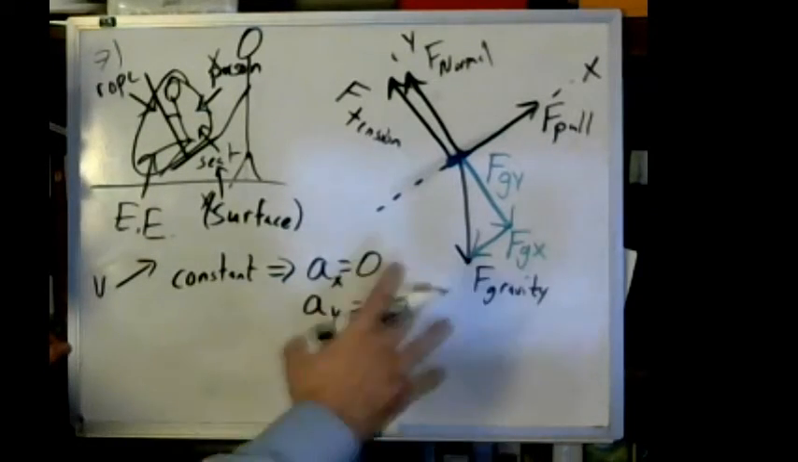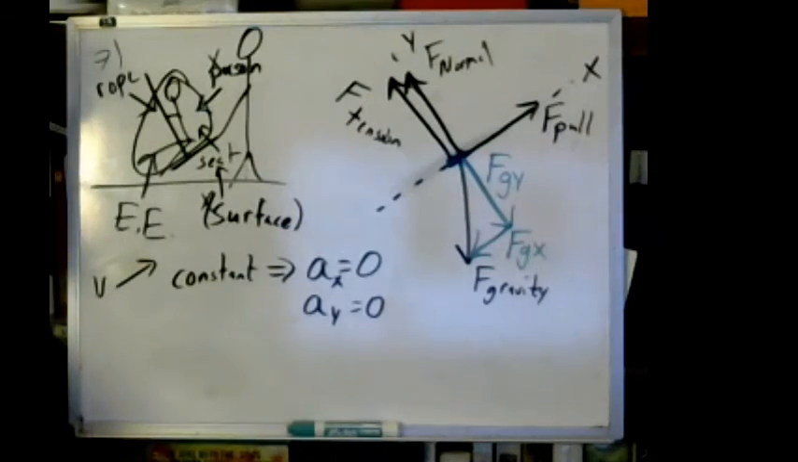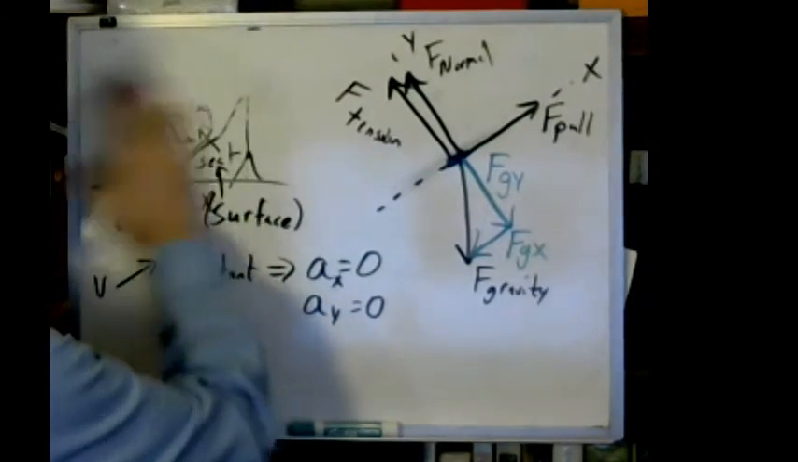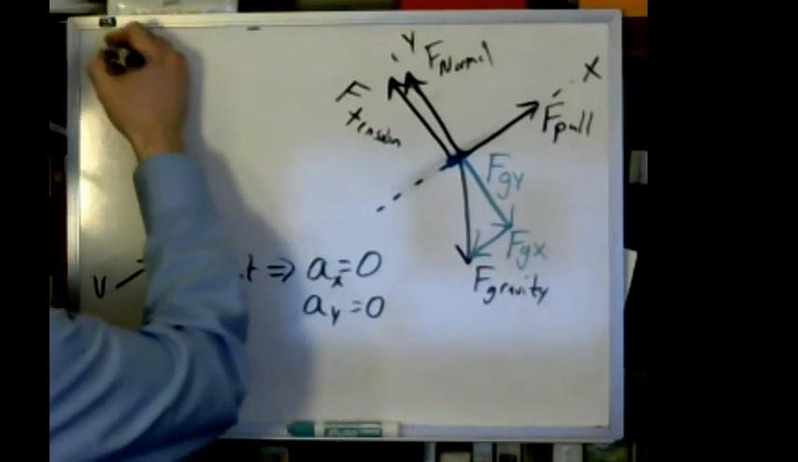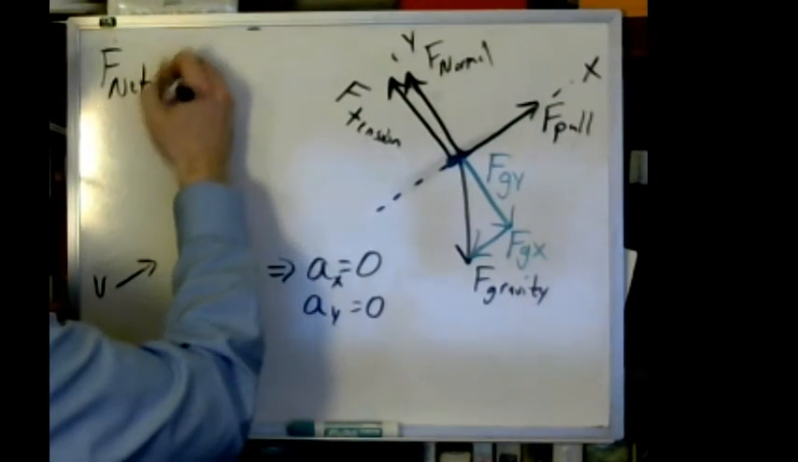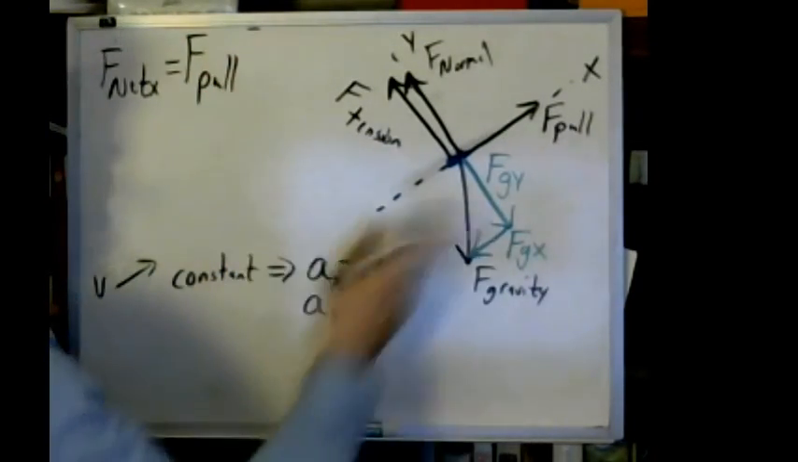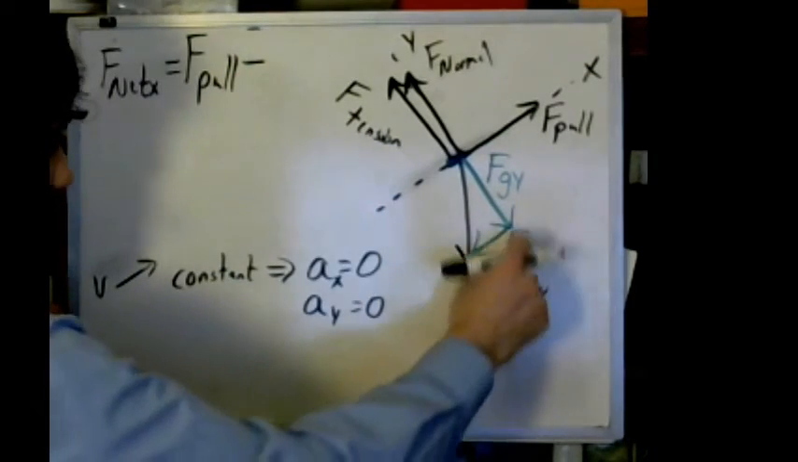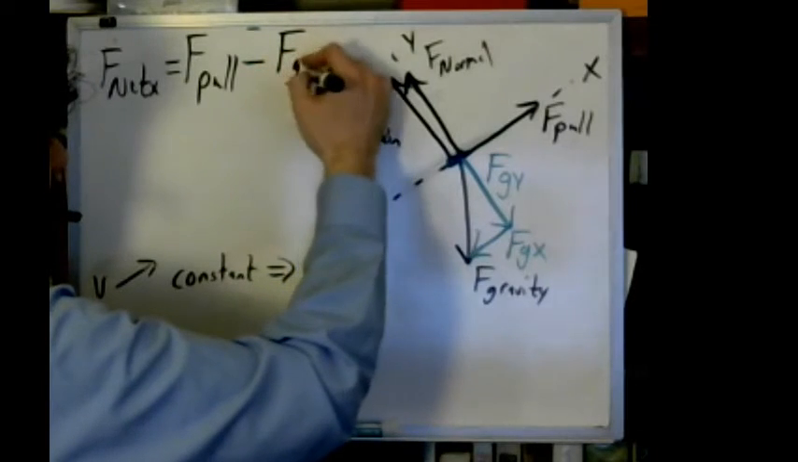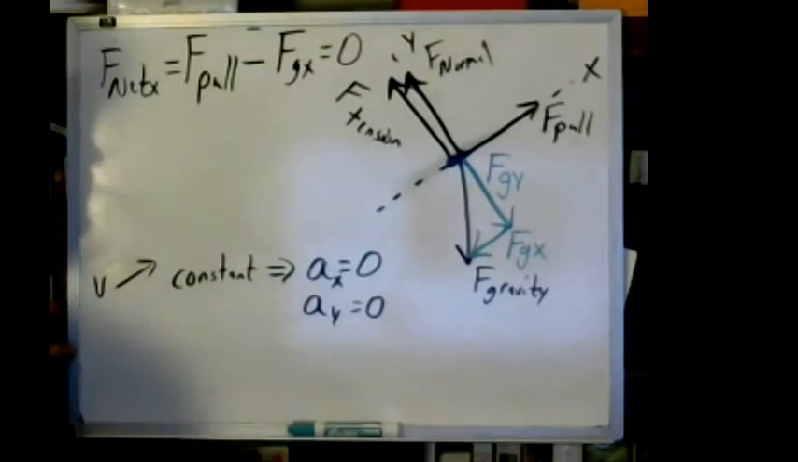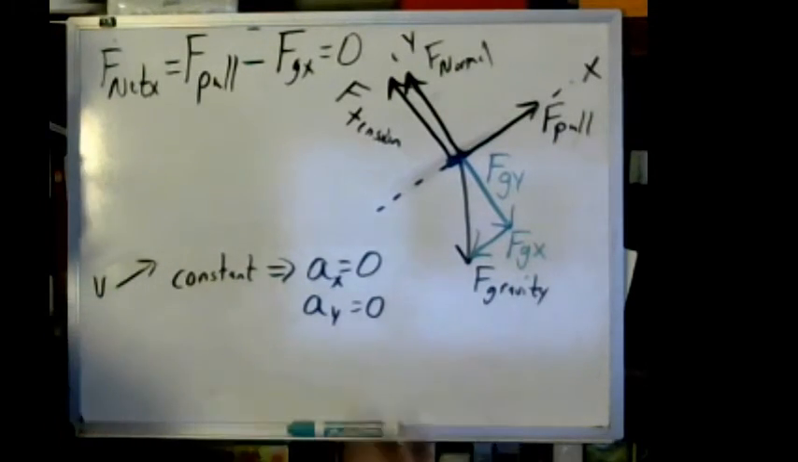This tells us that our net forces in both directions have to cancel out. Let's make sure that works. F net in the x direction. We have the pull that way minus, here's our force of gravity along that direction, force of gravity in the x direction. Those two things have to go to 0 so that this kid is being pulled back at a constant velocity.